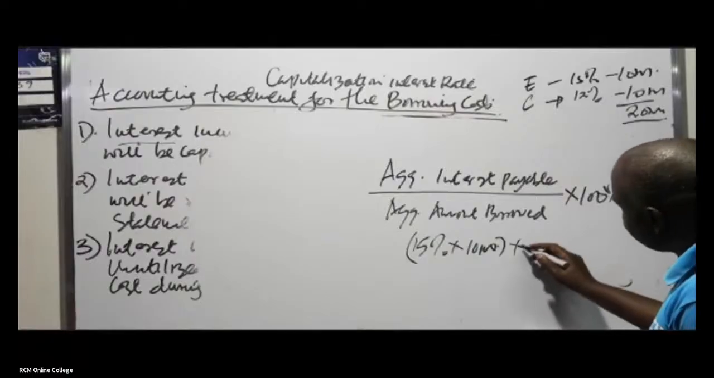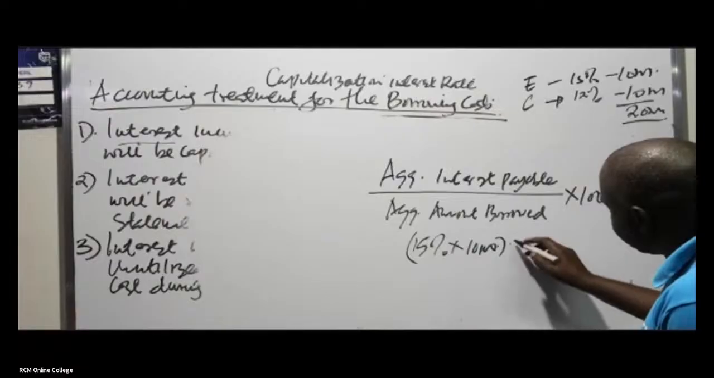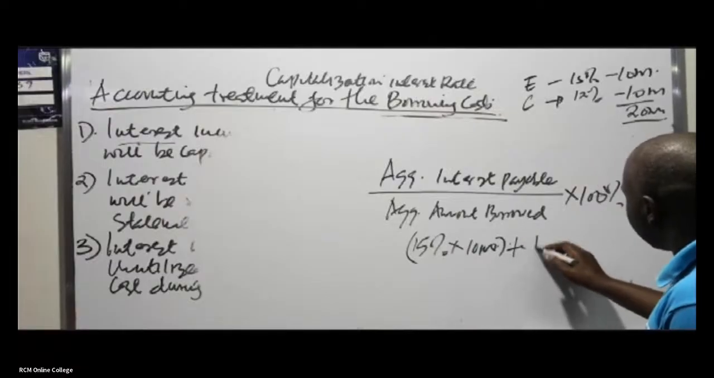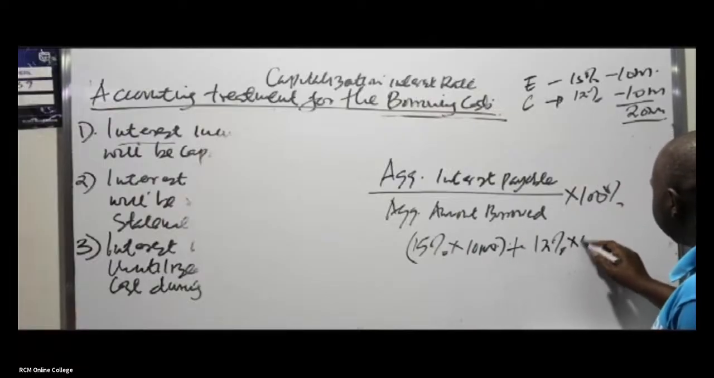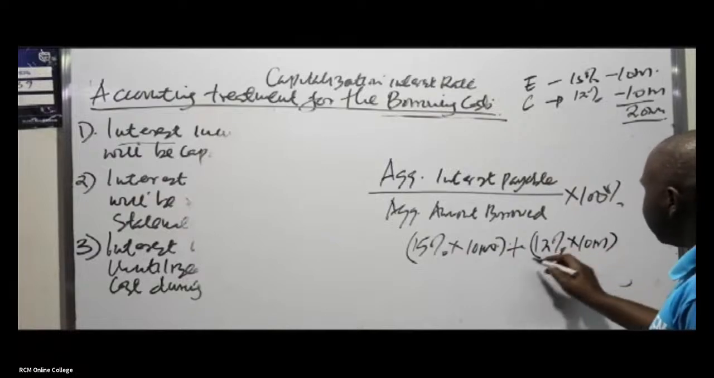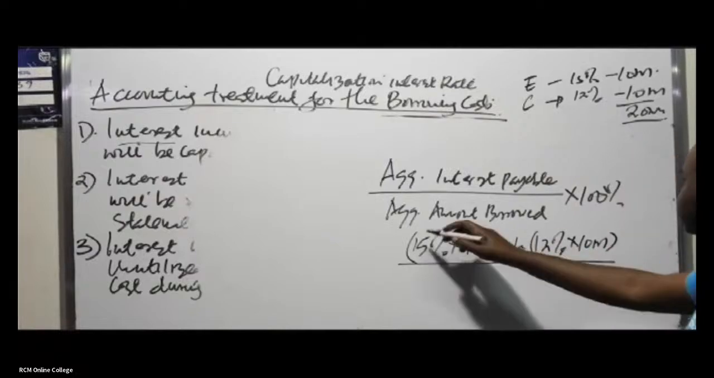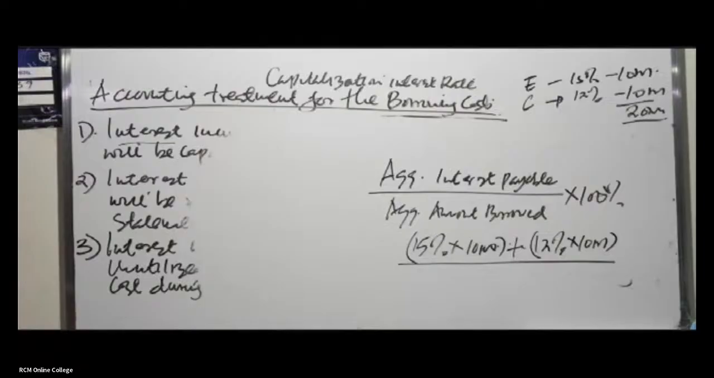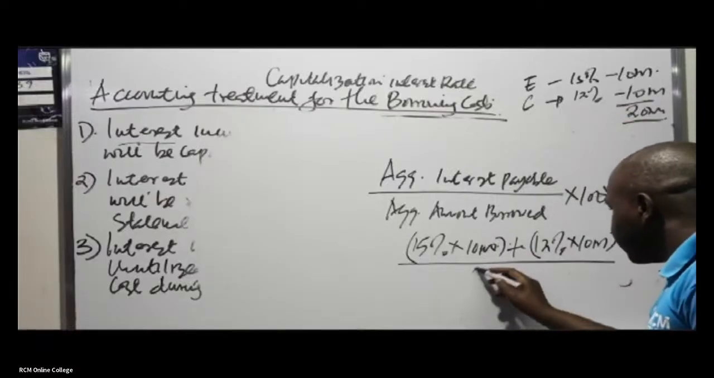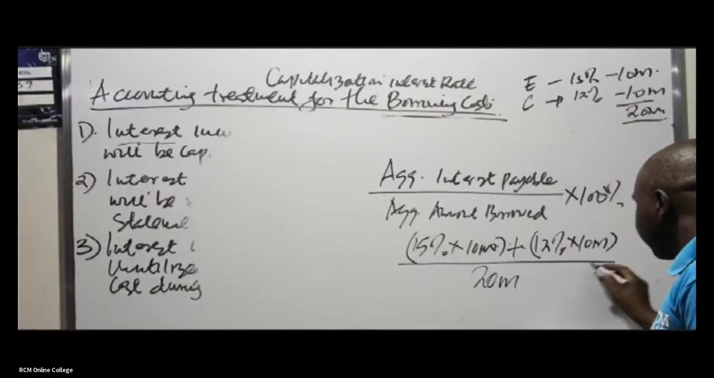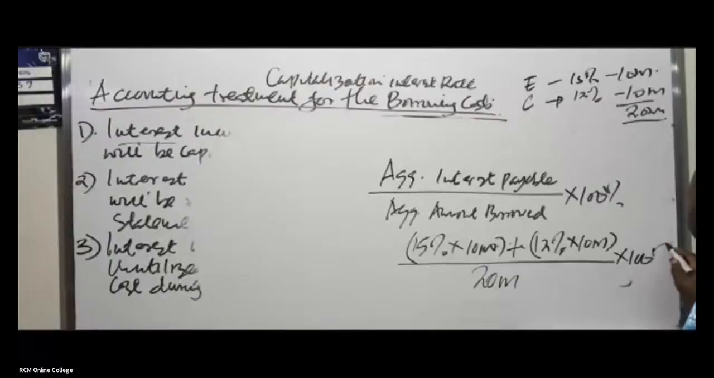But in this case, you'll aggregate it, which is to add. So you'll take 12% multiplied by 10 million. Then you divide by the aggregate amount borrowed, which is 20M, in this case 10 plus 10. How simple is this? With that, you need to multiply with 100%.